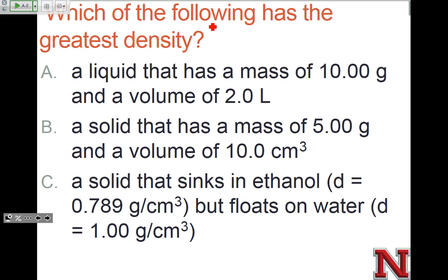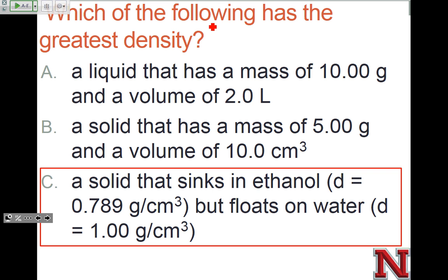C is already calculated. Well, what you're saying is it sinks in ethanol. If it sinks, that means that your solid must have greater density than ethanol because it sinks. Remember, if something sinks, it has more density. If it floats on water, that means it must be less dense than 1. So your density is somewhere between, it's higher than 0.789, but lower than 1. So we don't know exactly what it is, but it's somewhere in between. So when you do all of those calculations, what you actually see is C is going to be the lower number. But you do have to do some conversions.